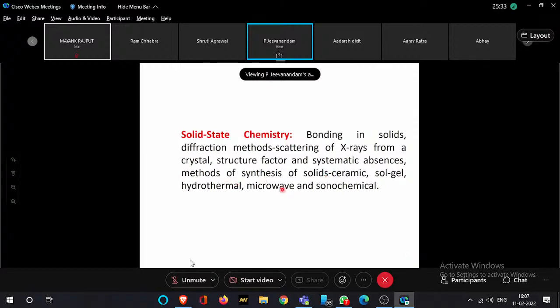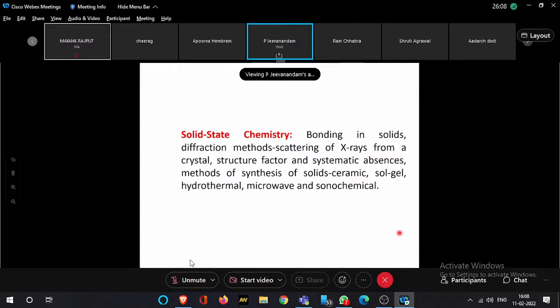So the synthesis of solids we will talk about. There are actually many methods of synthesis of solids. We will mainly talk about the ceramic method. What do you mean by ceramic? Does anybody know what is meant by ceramic? I say that aluminum oxide is a ceramic material. Why is it called a ceramic material? Neither metallic nor organic.